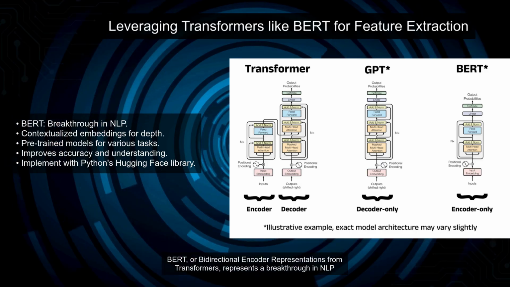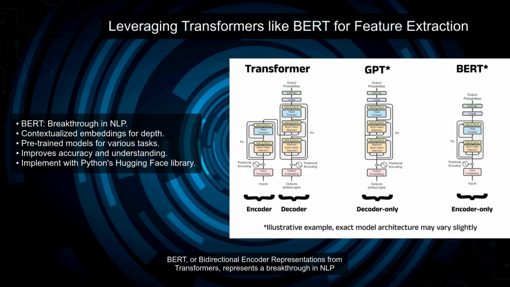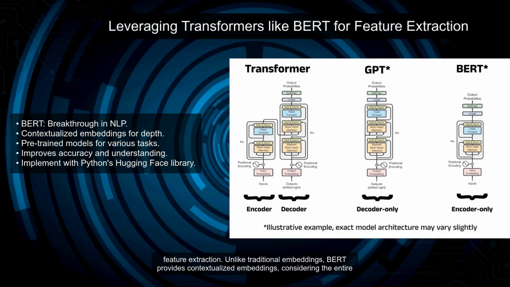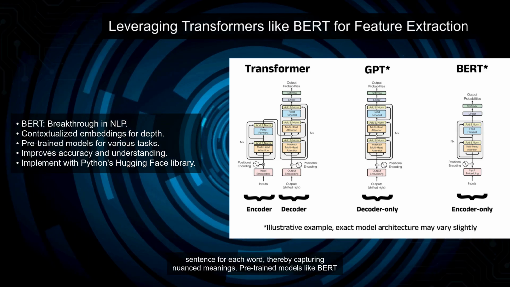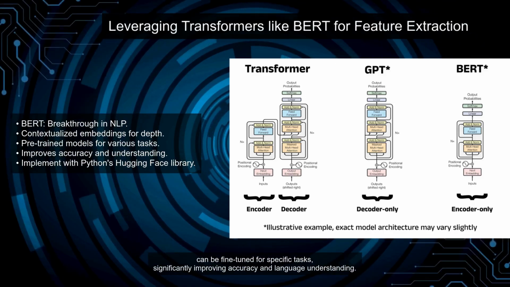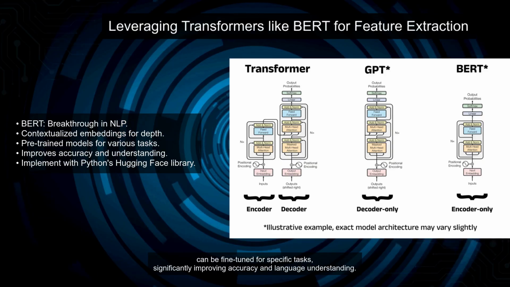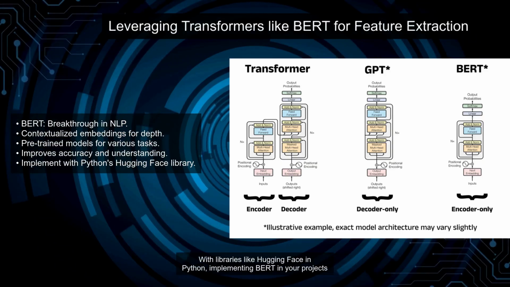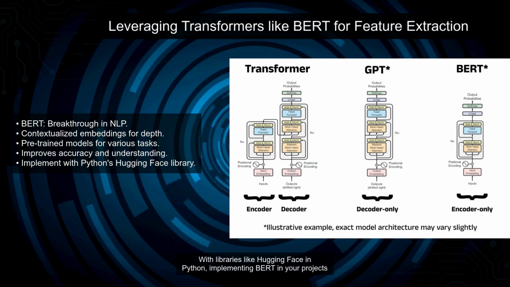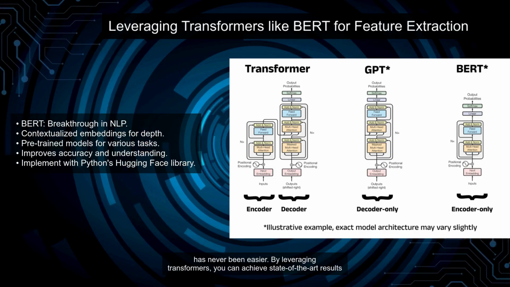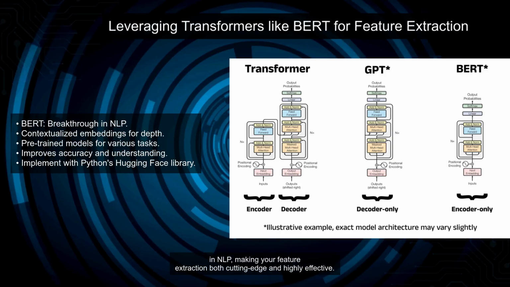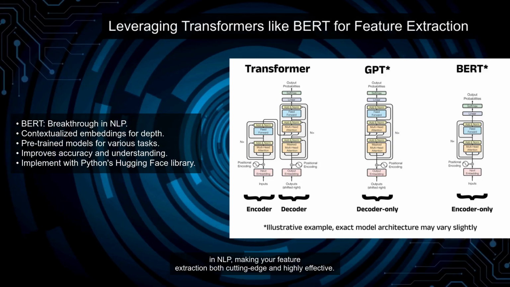BERT, or bidirectional encoder representations from transformers, represents a breakthrough in NLP feature extraction. Unlike traditional embeddings, BERT provides contextualized embeddings, considering the entire sentence for each word, thereby capturing nuanced meanings. Pre-trained models like BERT can be fine-tuned for specific tasks, significantly improving accuracy and language understanding. With libraries like Hugging Face in Python, implementing BERT in your projects has never been easier. By leveraging transformers, you can achieve state-of-the-art results in NLP, making your feature extraction both cutting-edge and highly effective.